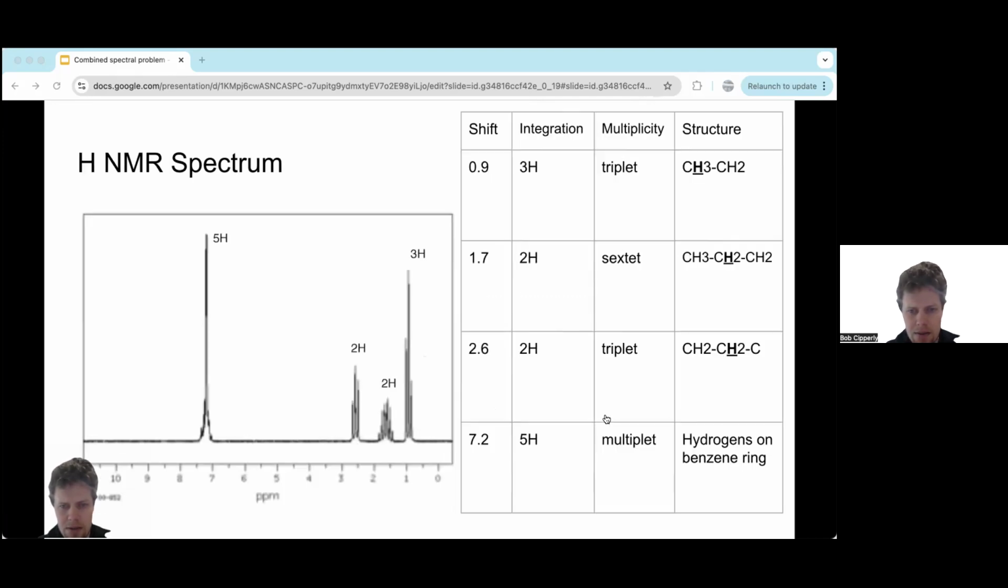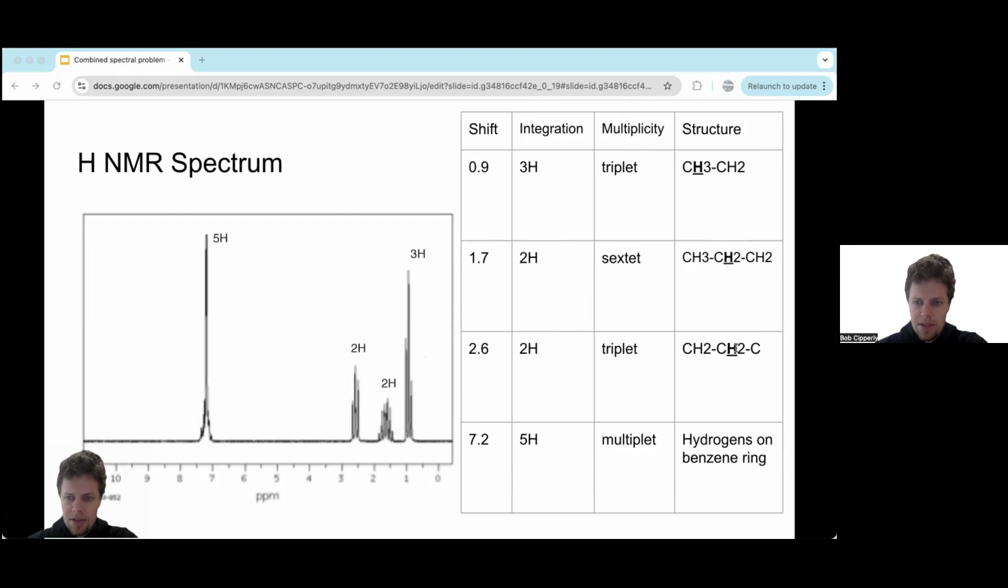Moving on to our last spectrum, the HNMR spectrum. So we have a few different signals here. Our first one that's at about 0.9, that's an sp3. The next one at 1.7 is also sp3. And then the one that's at about 2.5 is also sp3. And then we have one that's much more downfield at around 7, which is in the area for a benzene ring.